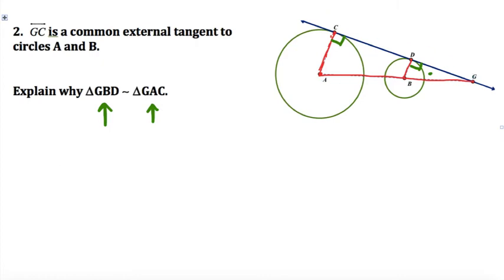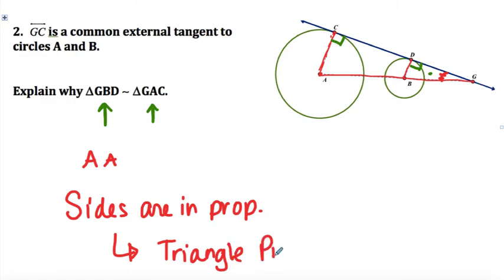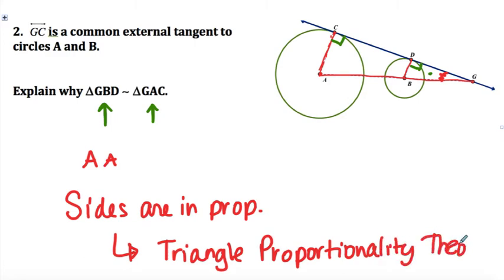Good review. Hopefully you're seeing that they have a reflexive angle. So they would be similar because of angle, which means that the sides are in proportion, which allows us to use the triangle proportionality theorem from chapter 7. The triangle proportionality theorem.